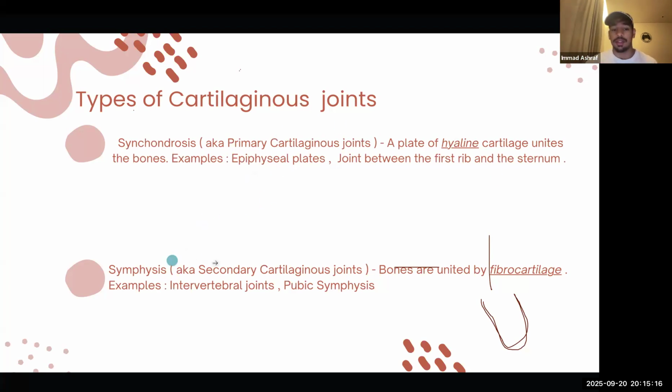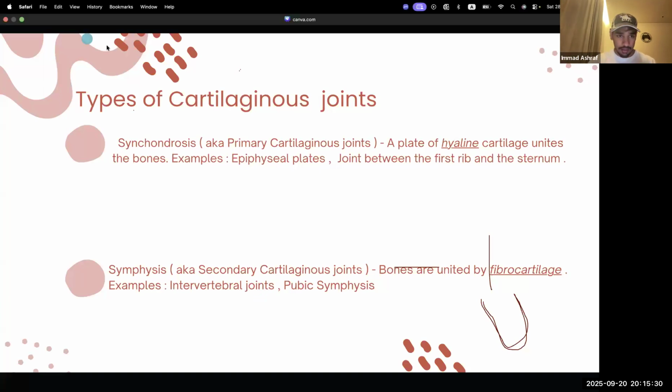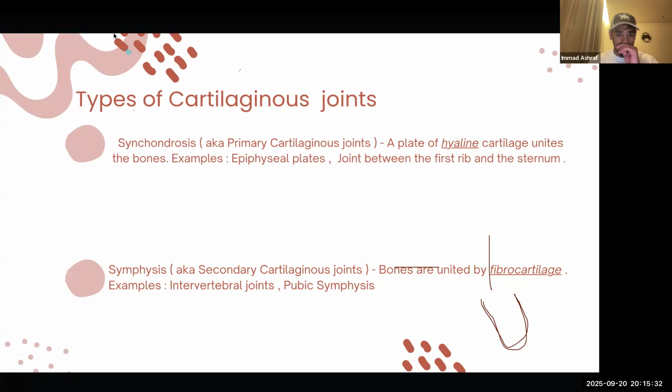And then you have symphysis, or secondary cartilaginous joint. This is when the bones are united by fibrocartilage, not hyaline. Hyaline is primary, fibrocartilage is secondary. So for example, your intervertebral joints, or your pubic symphysis, they're fibrocartilage. What is the difference between primary and secondary? The difference is the type of cartilage. So hyaline is primary, fibro is secondary. That's the only difference you need to know for now.